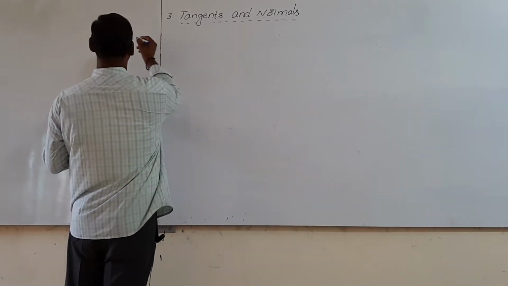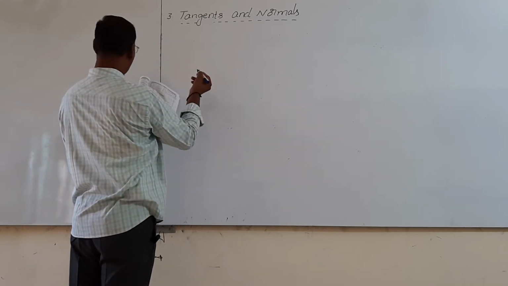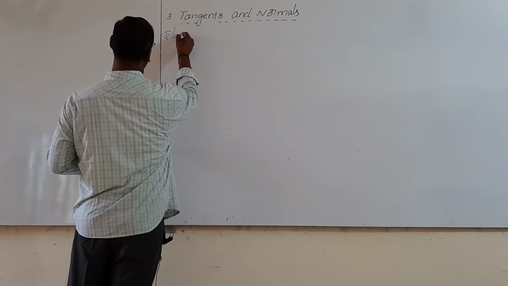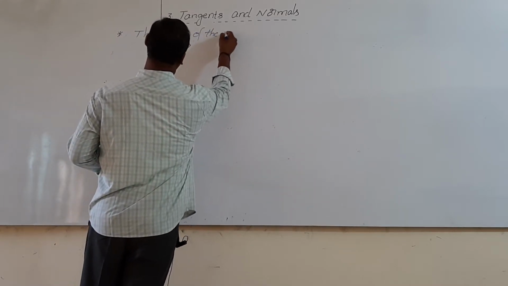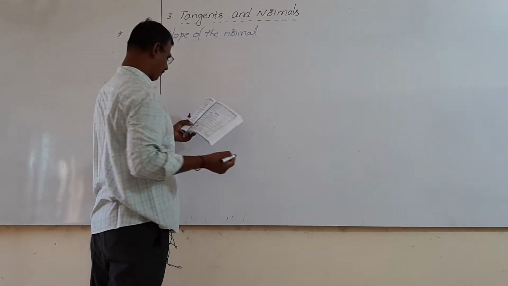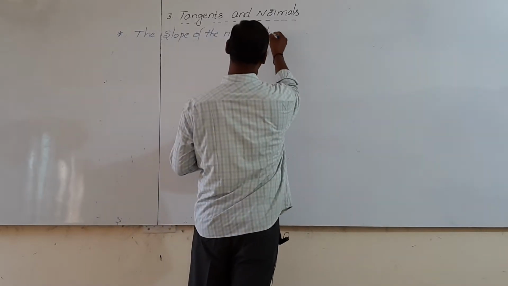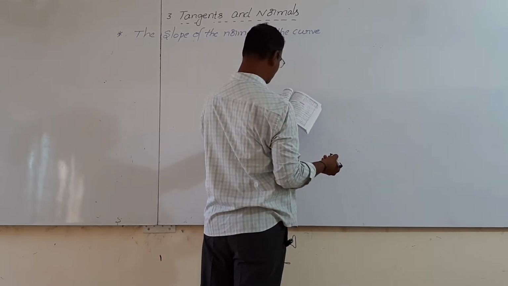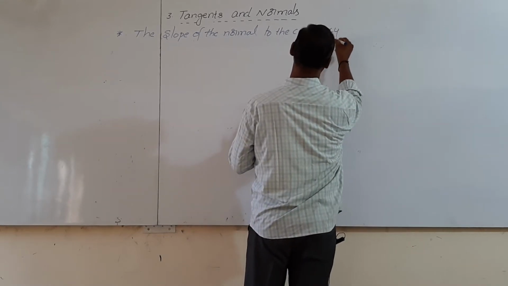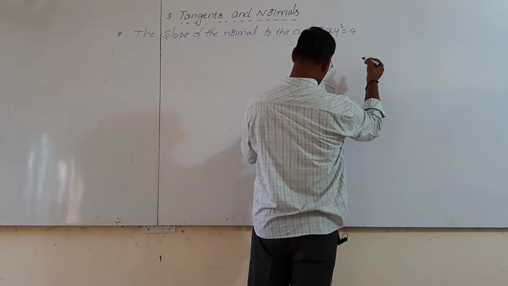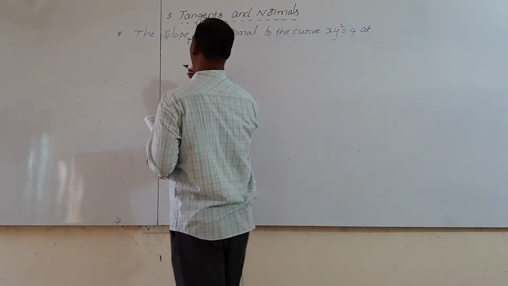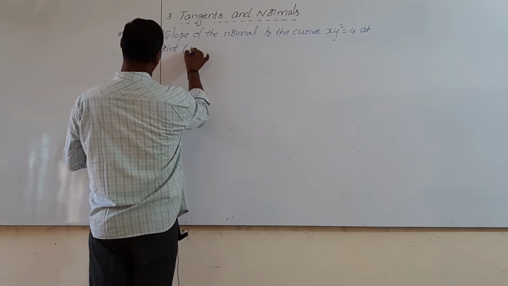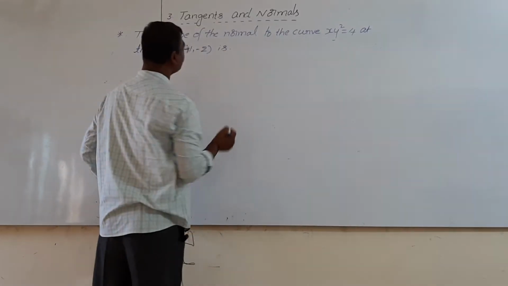So the question is: the slope of the normal to the curve xy square is equal to 4 at the point 1 comma minus 2 is. So this is the question.